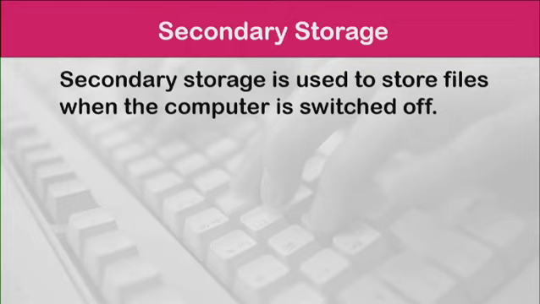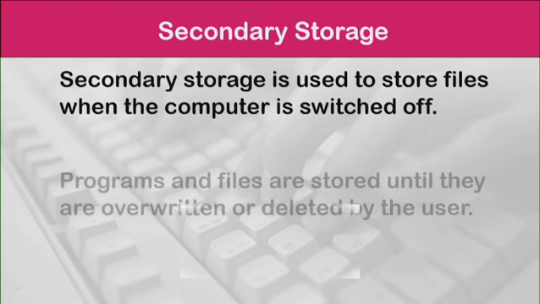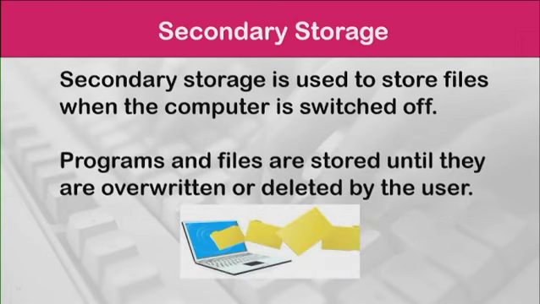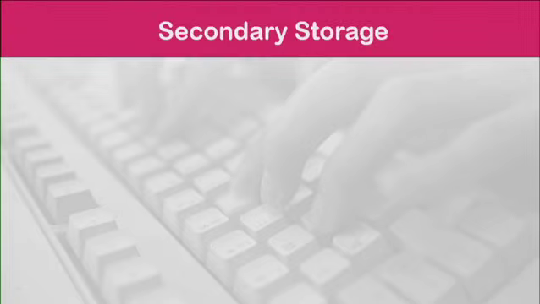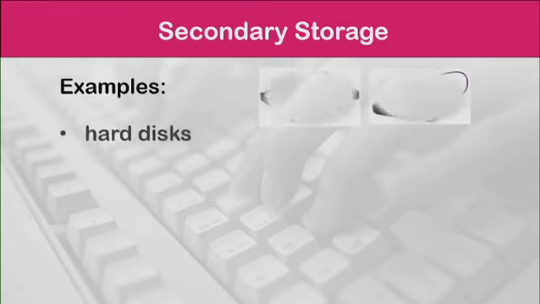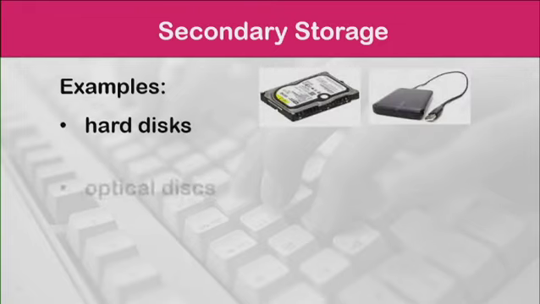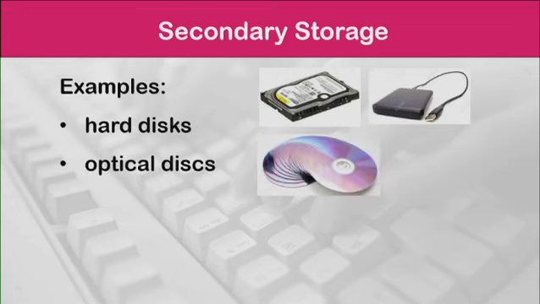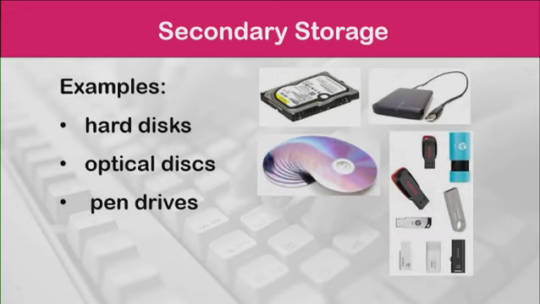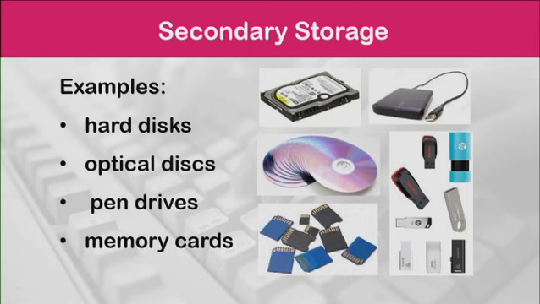Secondary storage is used to store files when the computer is switched off. Programs and files are stored until they are overwritten or deleted by the user. Examples of secondary storage include hard disk, optical disk, pen drives, and memory cards.